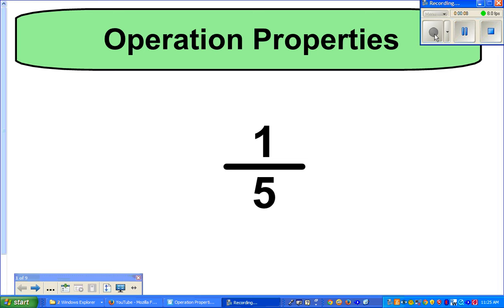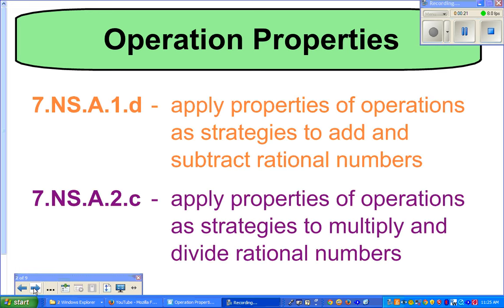Today we're going to be looking at operation properties. There are 5 videos in this series. This is the first one, hence the fraction 1 out of 5. We're dealing with the number system today, and these are 7th grade standards.